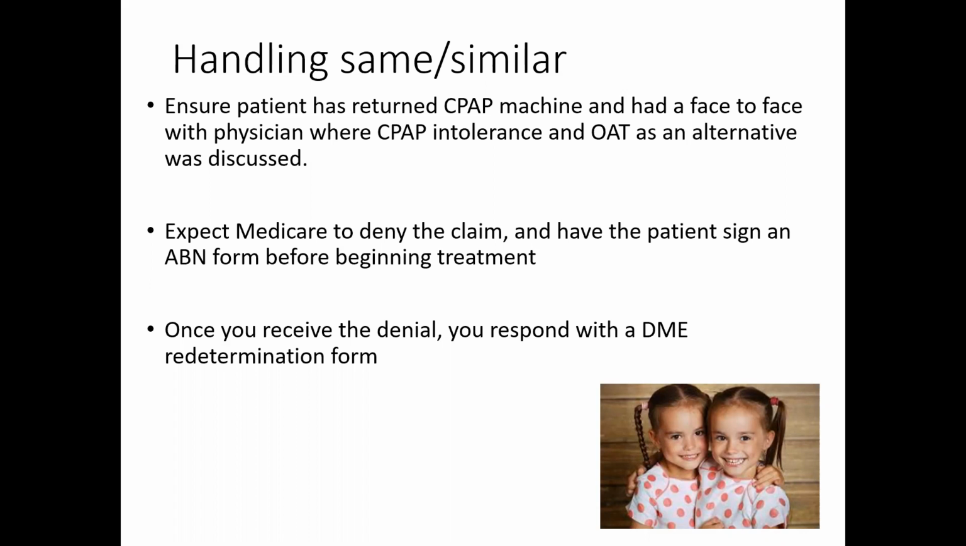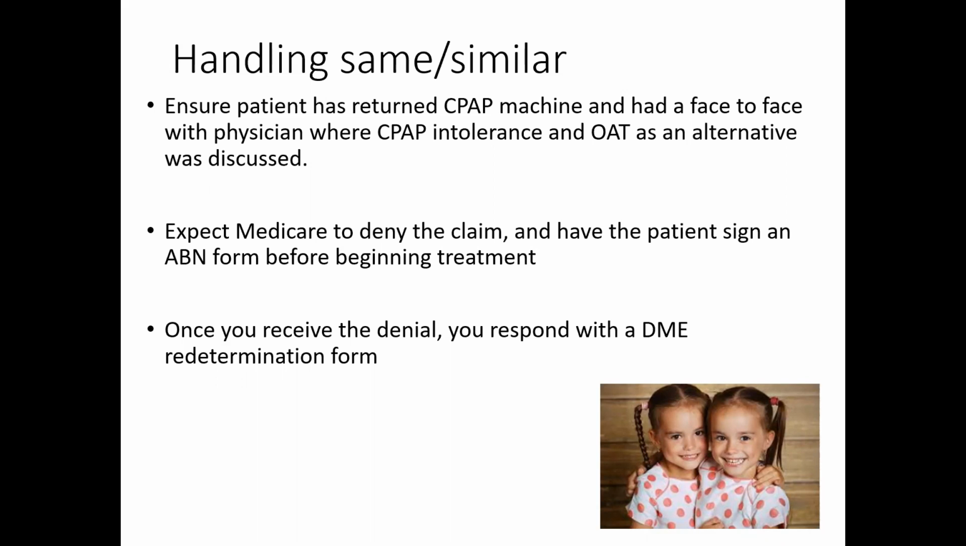The patient, whether they had been on CPAP first or not, would need to have that face-to-face with a physician, and the physician documenting the intolerance to the CPAP is an excellent thing to make sure gets done there. Now, when you run into a same and similar situation, as Rose mentioned, you want them to sign the ABN form. And so you will fully be expecting Medicare to deny the initial claim, okay? So you want that ABN to show that the patient was informed that Medicare may deny it.